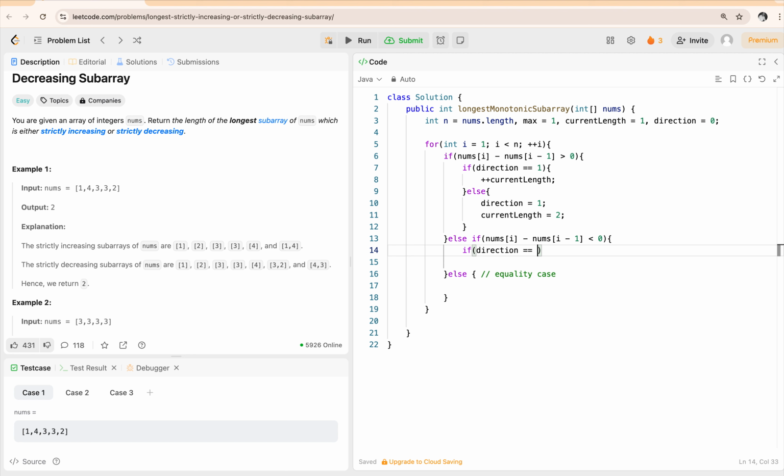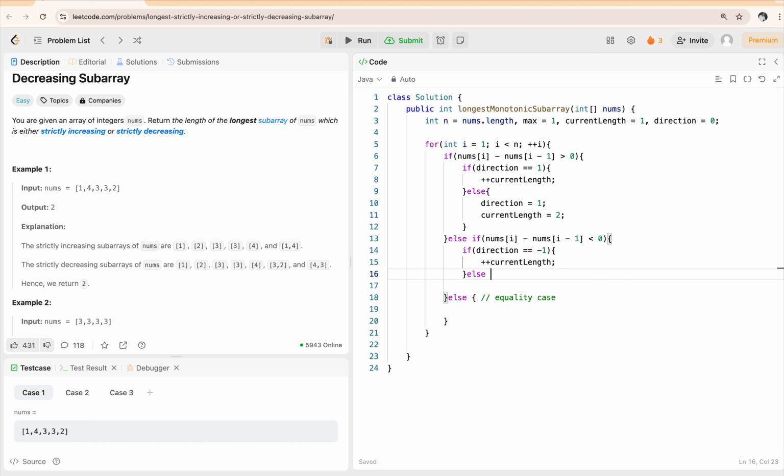Now in this case, we will take direction equal to -1. So what does this mean? It means that the previous adjacent pair was also decreasing. So since the current one is also a decreasing sequence, we'll be incrementing the current length.